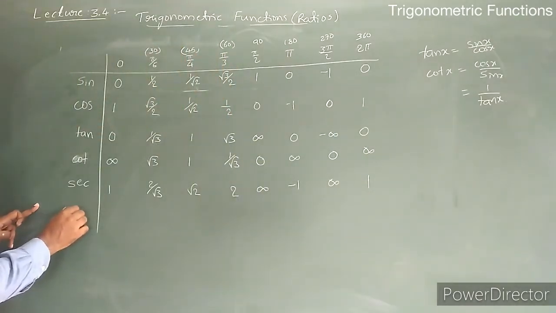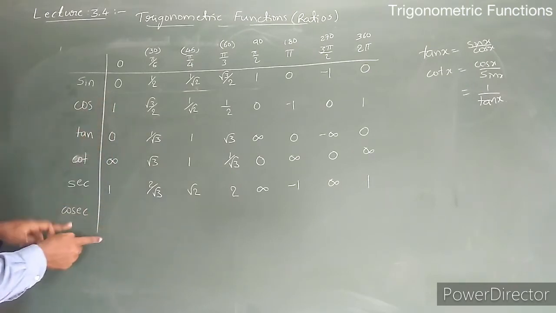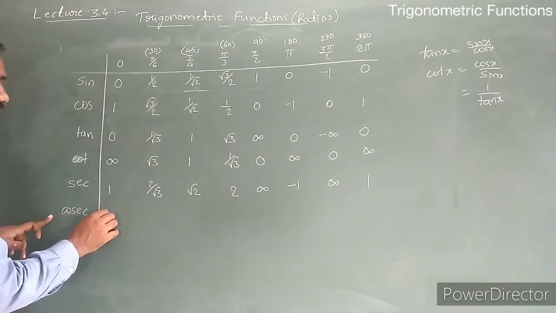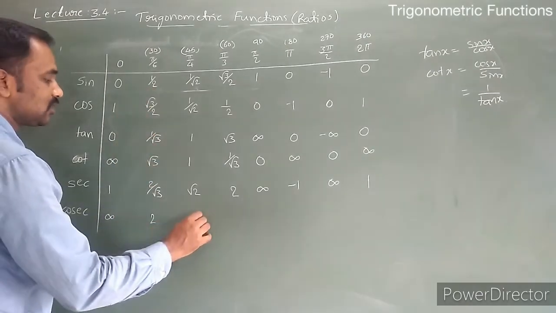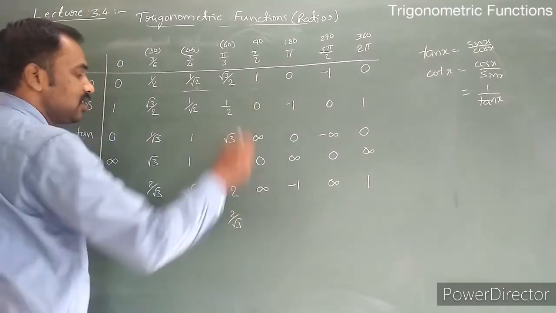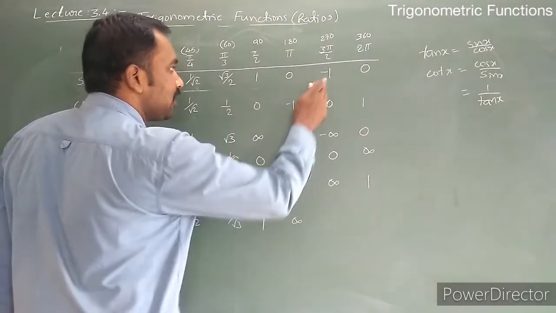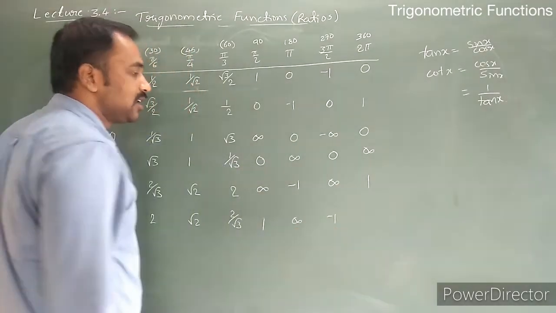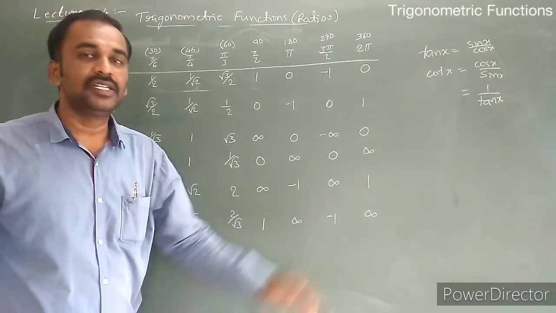Similarly, cosecant of x. What is cosec x? Cosec x is equal to the reciprocal of sin. 1 by 0 is not defined. This is 2, this is root 2, this is 2 divided by root 3. 1 by 1 is 1. And 1 by 0 is not defined. Minus 1 by 1 is minus 1. 1 by 0 is not defined.